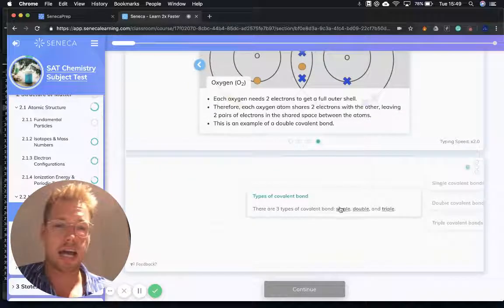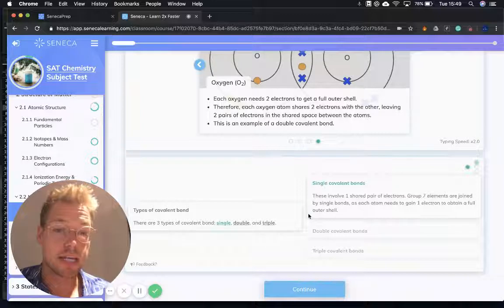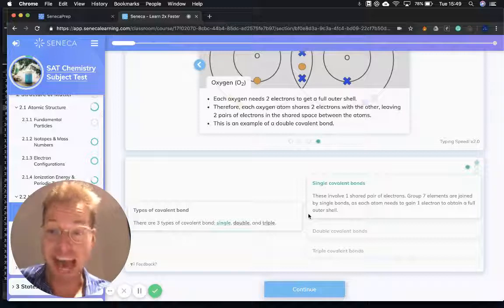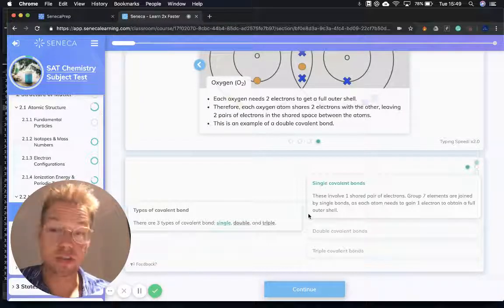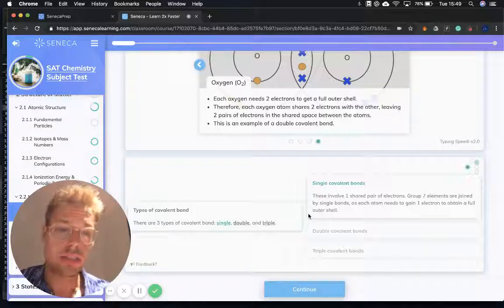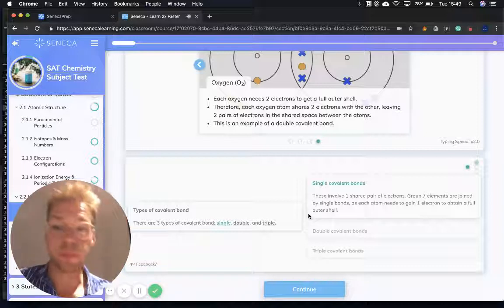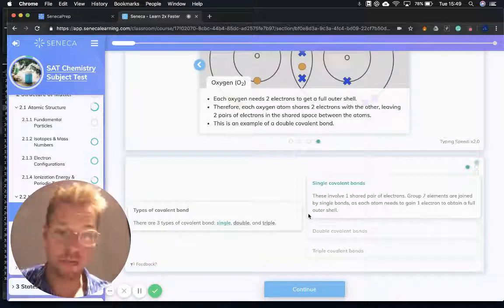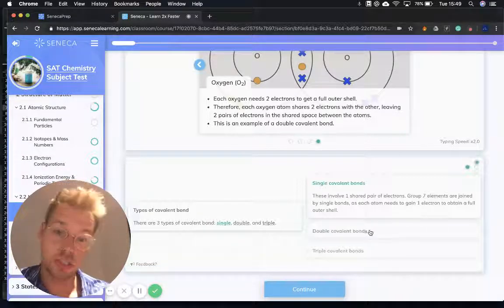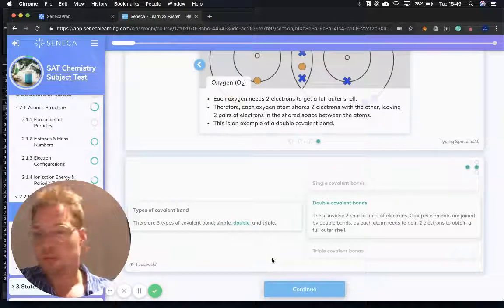Types of covalent bond. Single, double, and triple. Single covalent bonds have 1 shared pair of electrons. So good thing to remember, group 7 elements. So that's the halogens. They all have 7 electrons in their outer shell. They need 1 more to get a full outer shell. So they form single bonds with each other. So like Cl2, F2, I2, they're diatomic. They go around in 2s. They like their full outer shell. Stability.